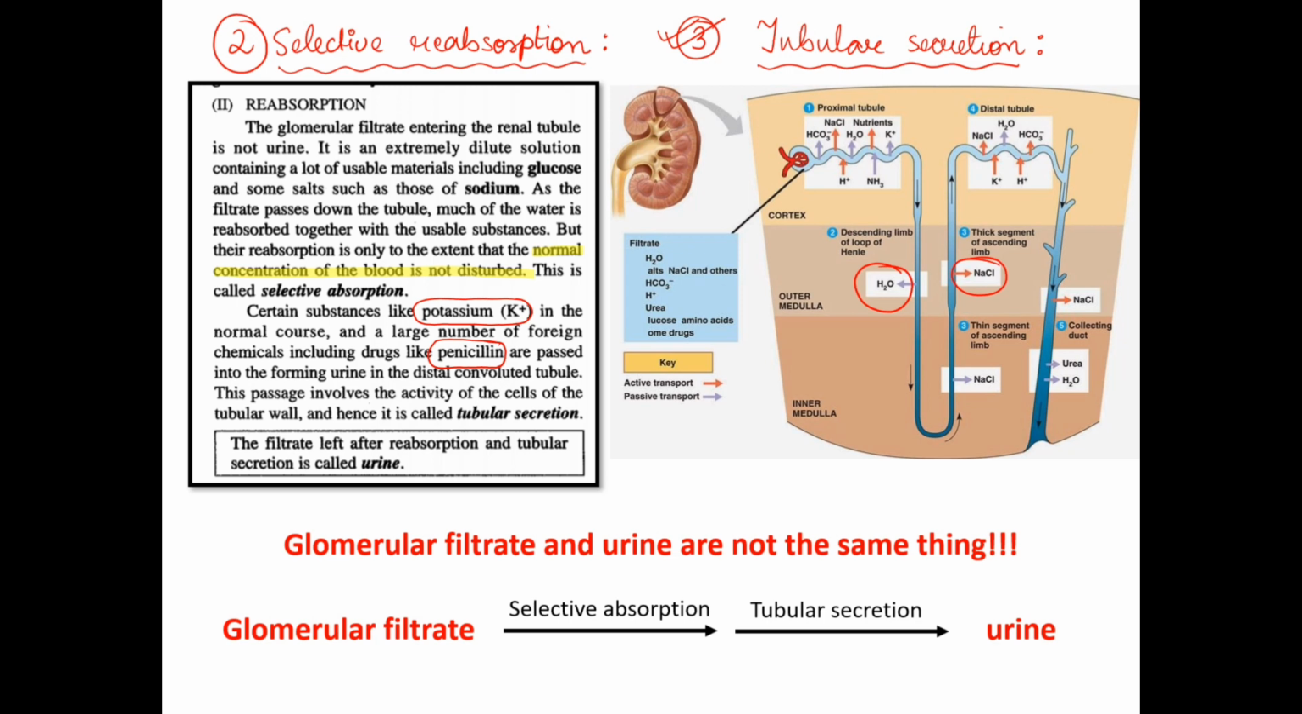Okay, so what came after ultrafiltration is glomerular filtrate. That underwent the process of selective reabsorption, wherein water, glucose, sodium, so water with the usable substances got reabsorbed back. And then in the DCT, we saw the process of tubular secretion. That is, penicillin, potassium ions, etc. got secreted into this fluid. And ultimately, what we get is the urine.